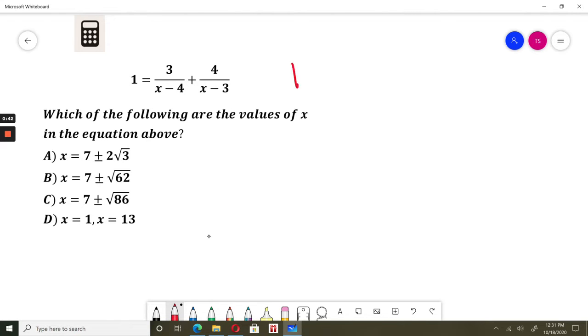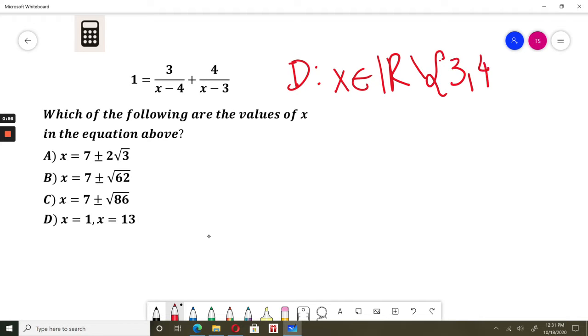I usually write the domain, so write the x's which are possible to solve this equation. So x could be anything, real numbers, except 3 and 4, because when x is 3 or 4 we would have to divide by 0. I will try to solve it now.